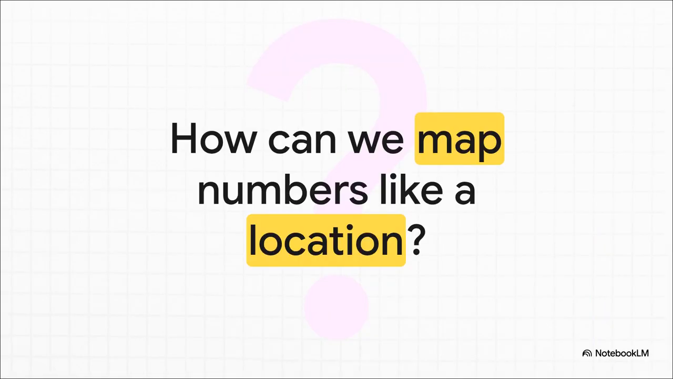How does a map work? It uses a grid, right? Some kind of system to give every single spot on Earth a totally unique address. Well, what if we could do the exact same thing, but for numbers? What would that kind of universal map look like, and what could it possibly show us?